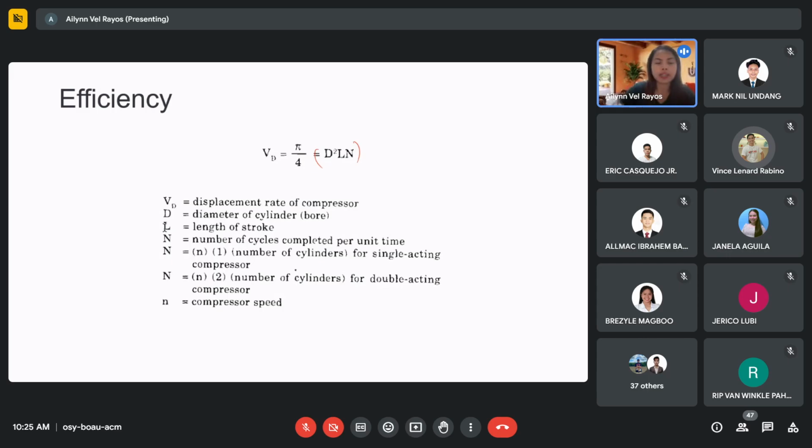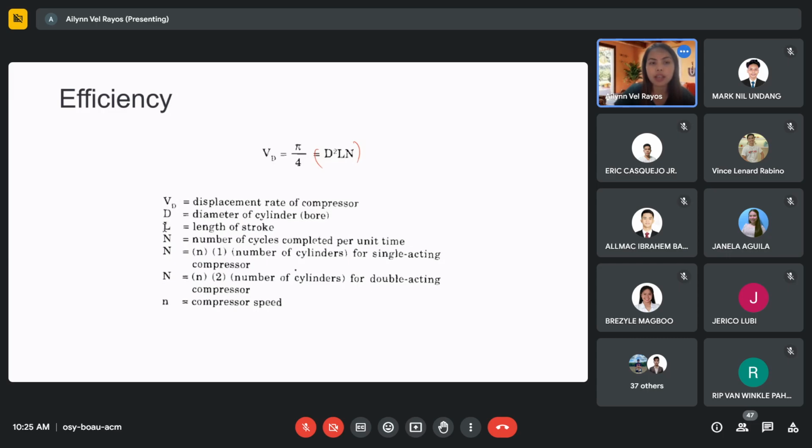Pero ito yung multiply, hindi yan equals. Displacement rate of compressor is pi over 4 multiplied by D squared L times N. So, P sub V is displacement rate of compressor. Capital letter D natin is the diameter of the cylinder bore. L is the length of the stroke. N is the number of cycles completed per unit of time. But it depends if it is single acting compressor or double acting compressor.